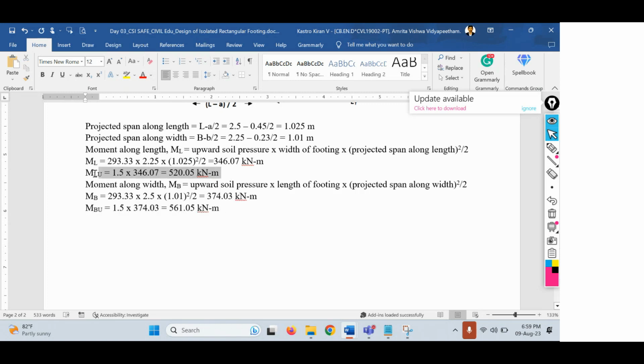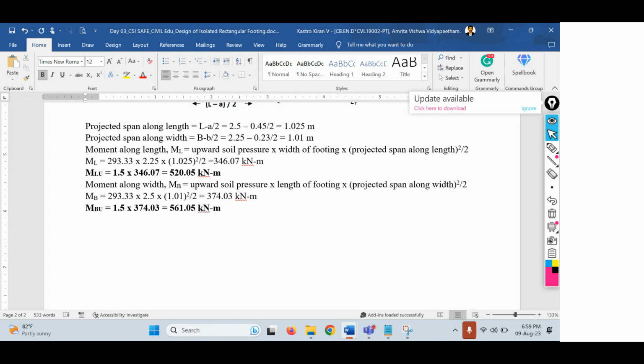the length direction. So these things we have to remember. Okay, I'll just make it in bold. Right, so that's how we got the moment value. Now what we have to do is find out the depth. That's our ultimate intention.